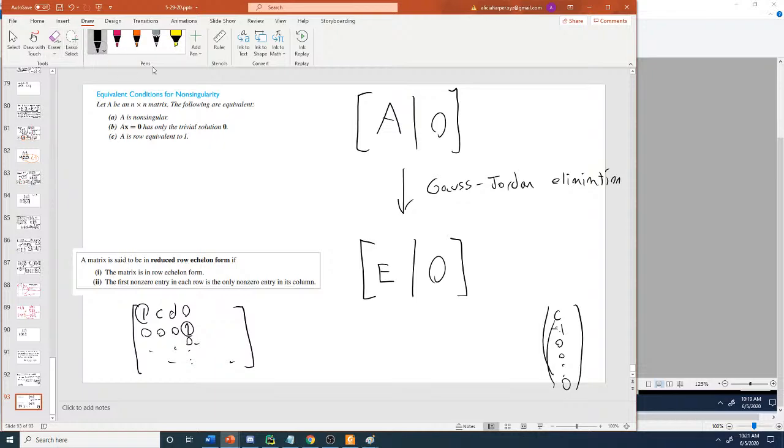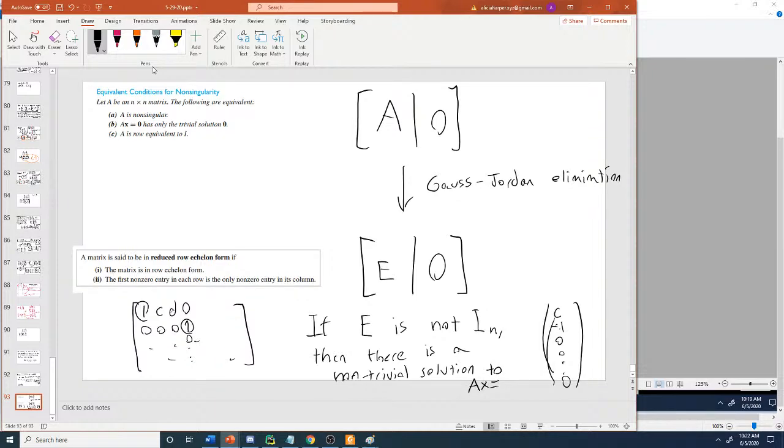So, if E is not I_N, then there is a non-trivial solution to AX equals Y.